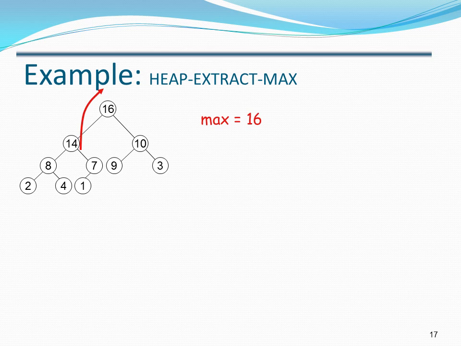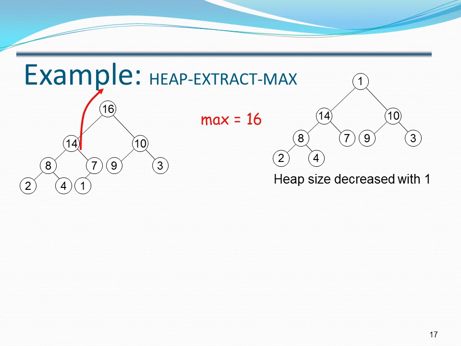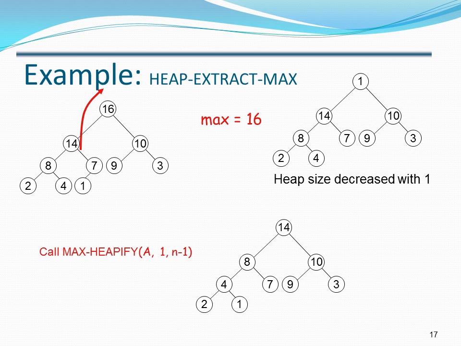Extract max: maximum 16, 16 is removed, then decrease the heap size by 1. So 1 is moved to that position. Now apply the heapify procedure. 14 is greater than 1, so move 14. Then 8 and 7, 8 is maximum, so move 1 down. Next 2 and 4, 4 is maximum, so move 4 above.